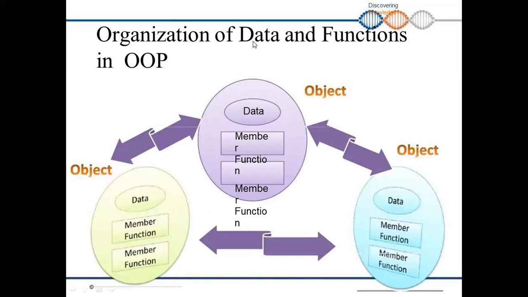Organization of data and functions. As you see in the diagram, data is in an oval shape, meaning data is stored here. Member functions are stored separately; each member function will be stored in a separate location. The external oval shape shows that data and member functions bind together. And objects communicate: in purple color, it is one object; in blue color, it is another object; and yellow colored is another object. These objects communicate with each other through message passing.